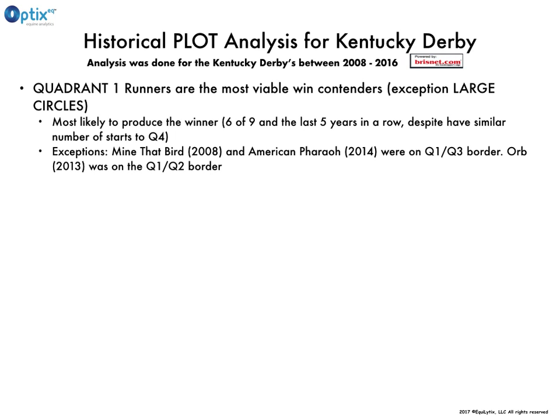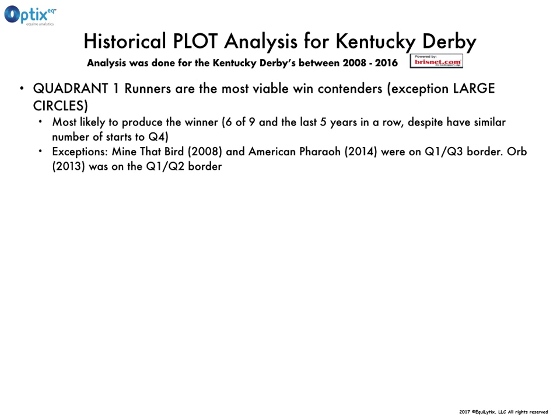There are exceptions, and it does happen. In 2008, Mine That Bird was a bit of a crazy race, and he was on the border between Quadrants 1 and 3. And you'll see American Pharoah when I show you the plot results. For all intents and purposes, he looks like he's in Quadrant 1. He's just a huge square on the border of Quadrants 1 and 3.